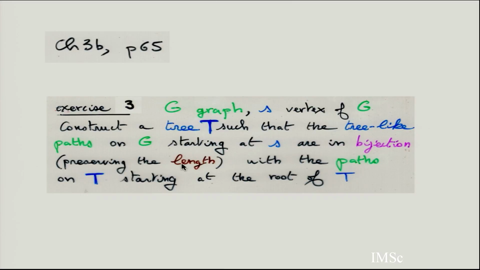So now in chapter 3, slide 65, there was an exercise. So here is a solution of the exercise to construct. If you have any tree-like path for any graph, then there exists a tree such that the generating function of the paths in the tree is going to be the same as the generating function of the tree-like paths in the graph.